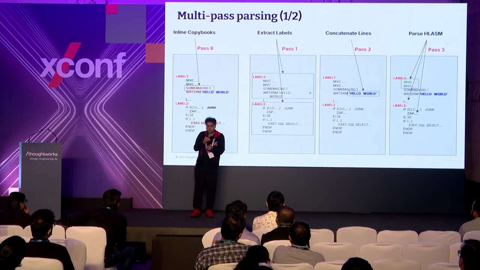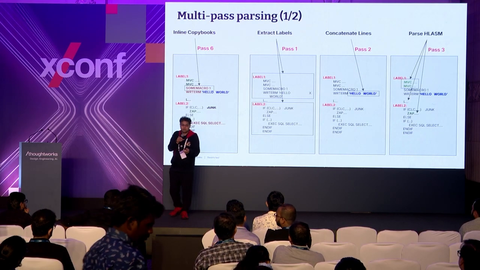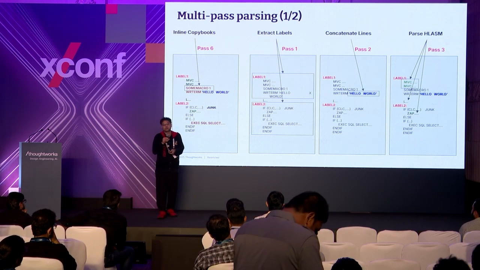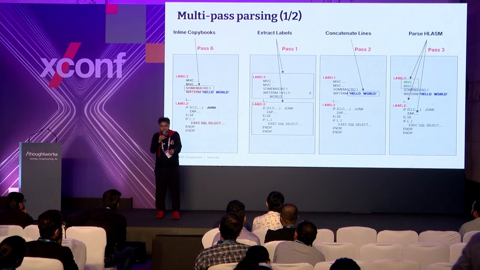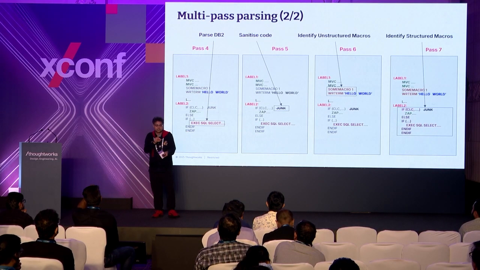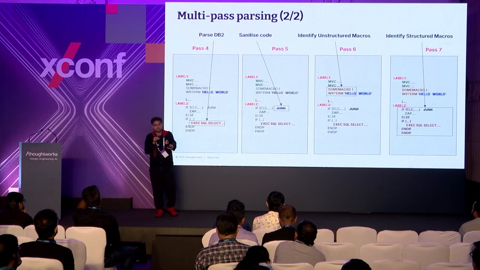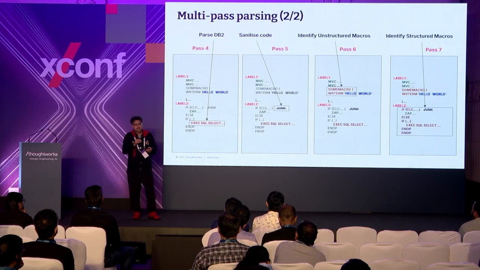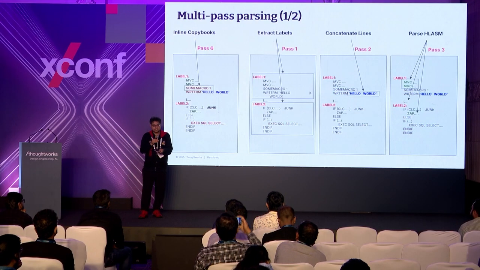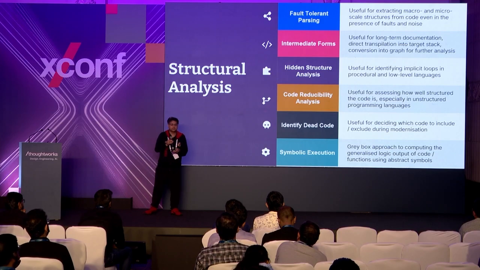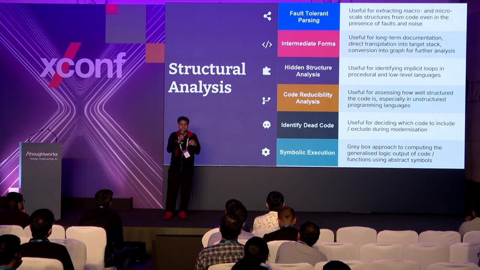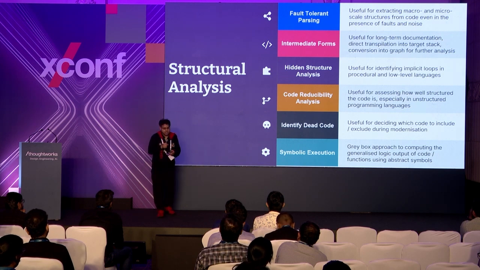So here is another example of how you can do multi-pass parsing, where in each pass you extract out different features of the code. In one pass, you parse your HLASM, which is your high-level assembly language. In another pass, you parse out your DB2. And then, of course, you keep on sanitizing the code. So the point is, these are processes that you would probably want to do in order to extract out the structure, even when the actual code is not ideal, right?